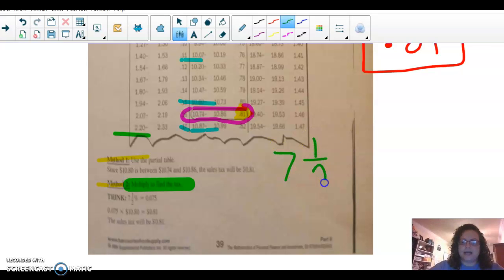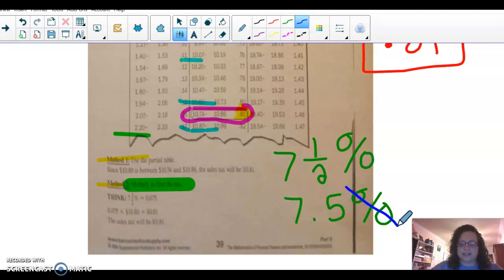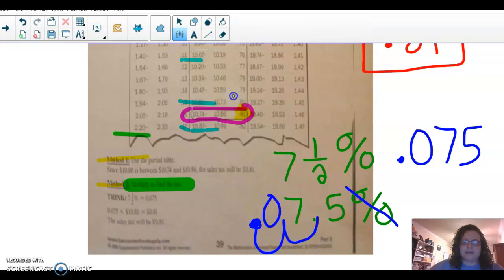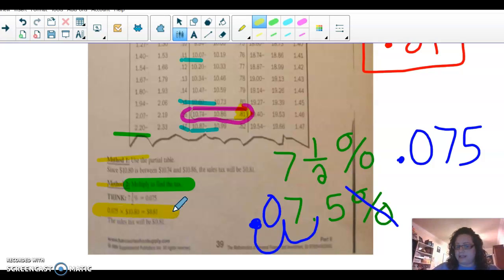First of all, 7 and 1/2 is the same as saying 7.5. And then we change a percent to a decimal by moving the decimal twice to the left. So this decimal is going to move twice. So once and then twice. And so here's our new number, 0.075. That's the number that we're going to be multiplying by. So we'll multiply the cost of our book, which was 10.80, times our percent as a decimal, 0.075, and then we get the same answer, 0.81 or 81 cents.